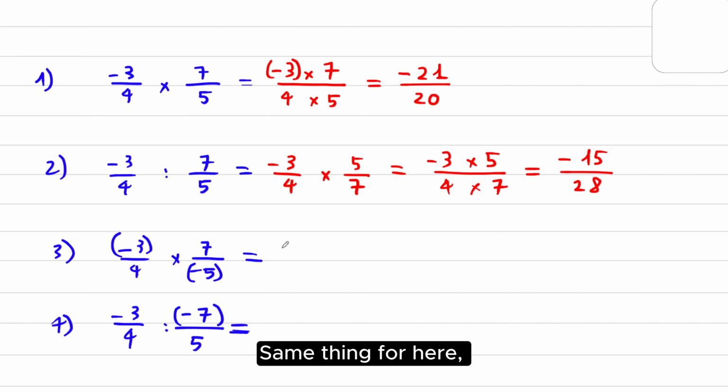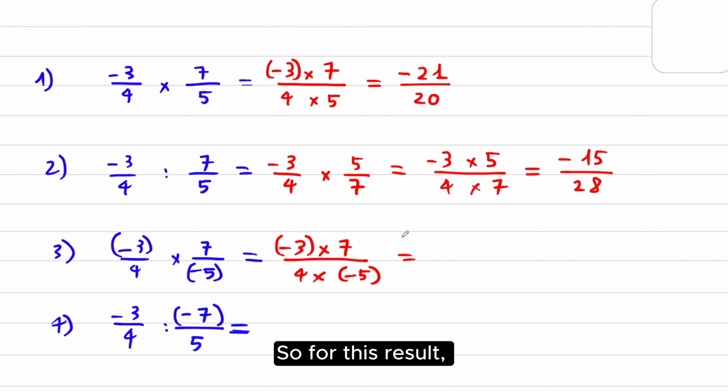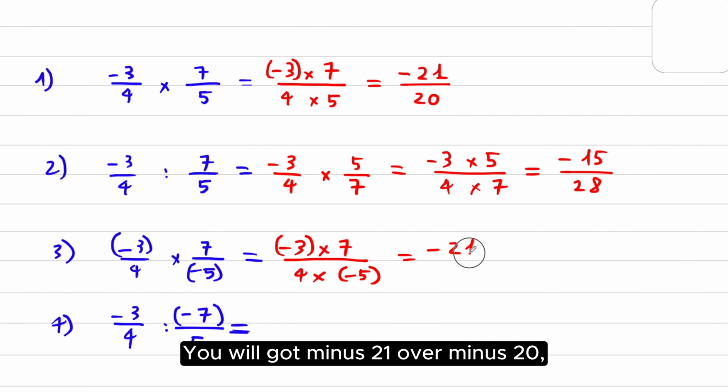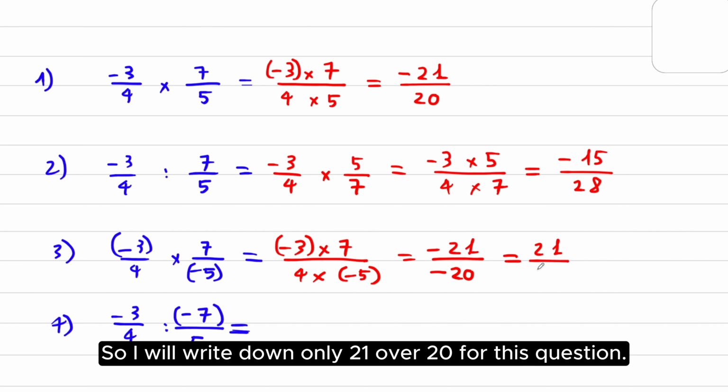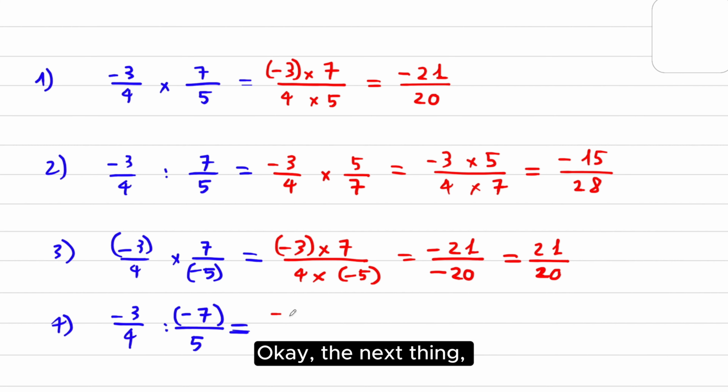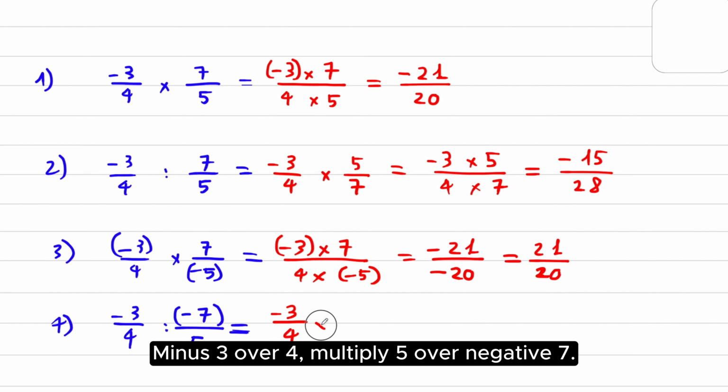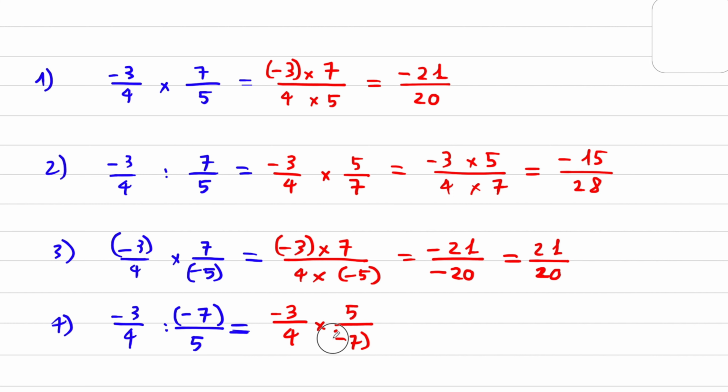Okay, same thing for here, and 4 times negative 5. So for this result you will get minus 21 over minus 20. And yes, you have negative over negative, it means positive, so I will write down only 21 over 20 for this question.